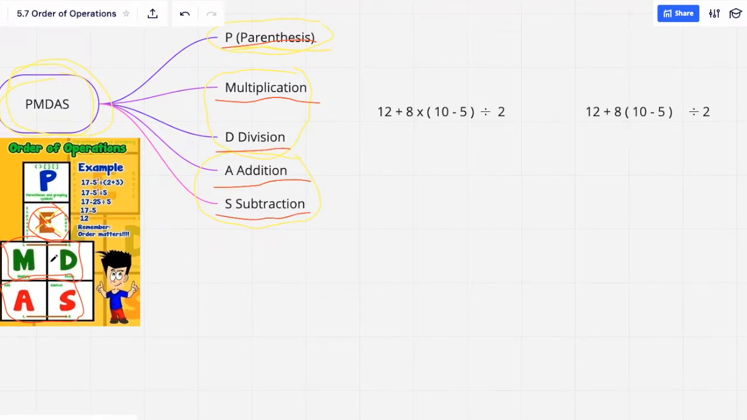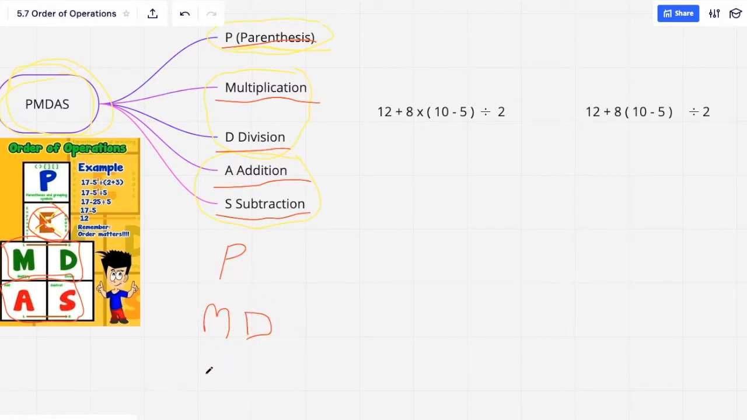So when we look at it, we read left to right. Whichever one comes first between multiplication and division, we do. Whichever one comes first between addition and subtraction, we do. So let's look at a problem. Over here, we have 12 plus 8 times 10 minus 5 divided by 2. The first step in any PEMDAS problem really is to write PEMDAS.